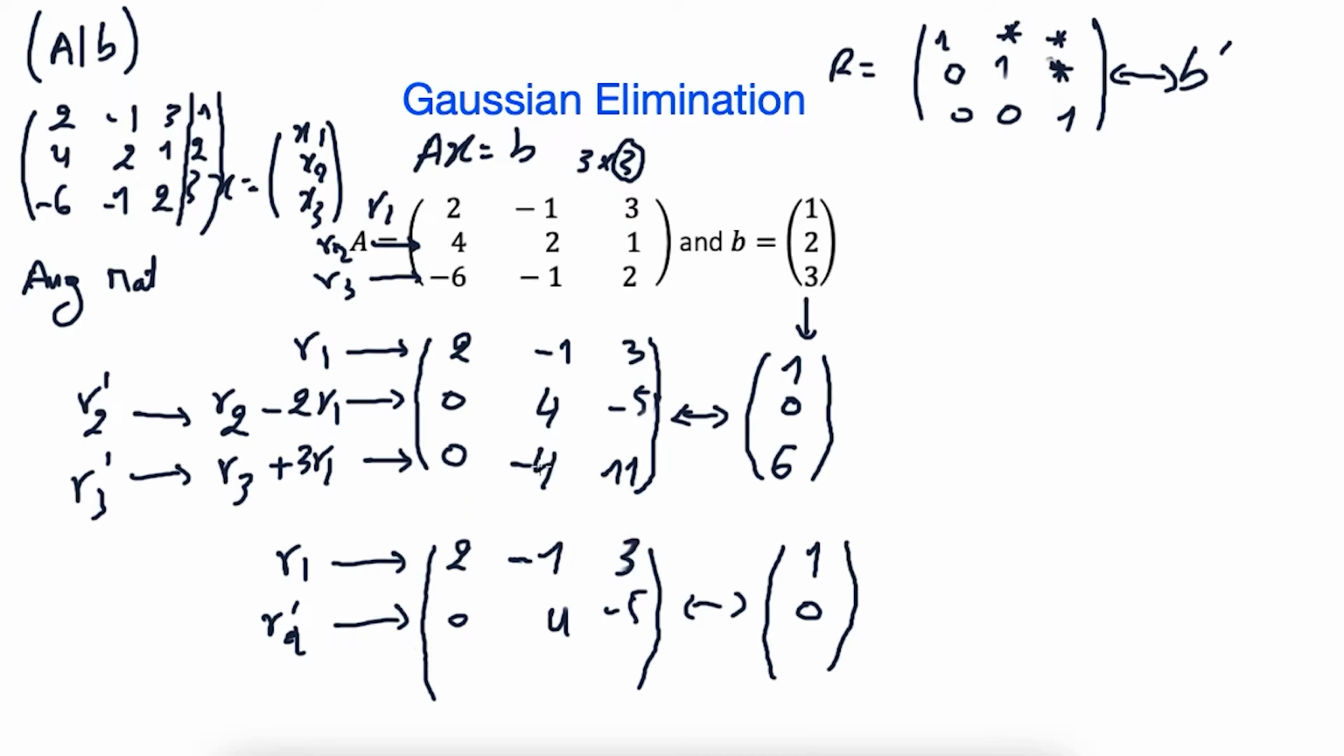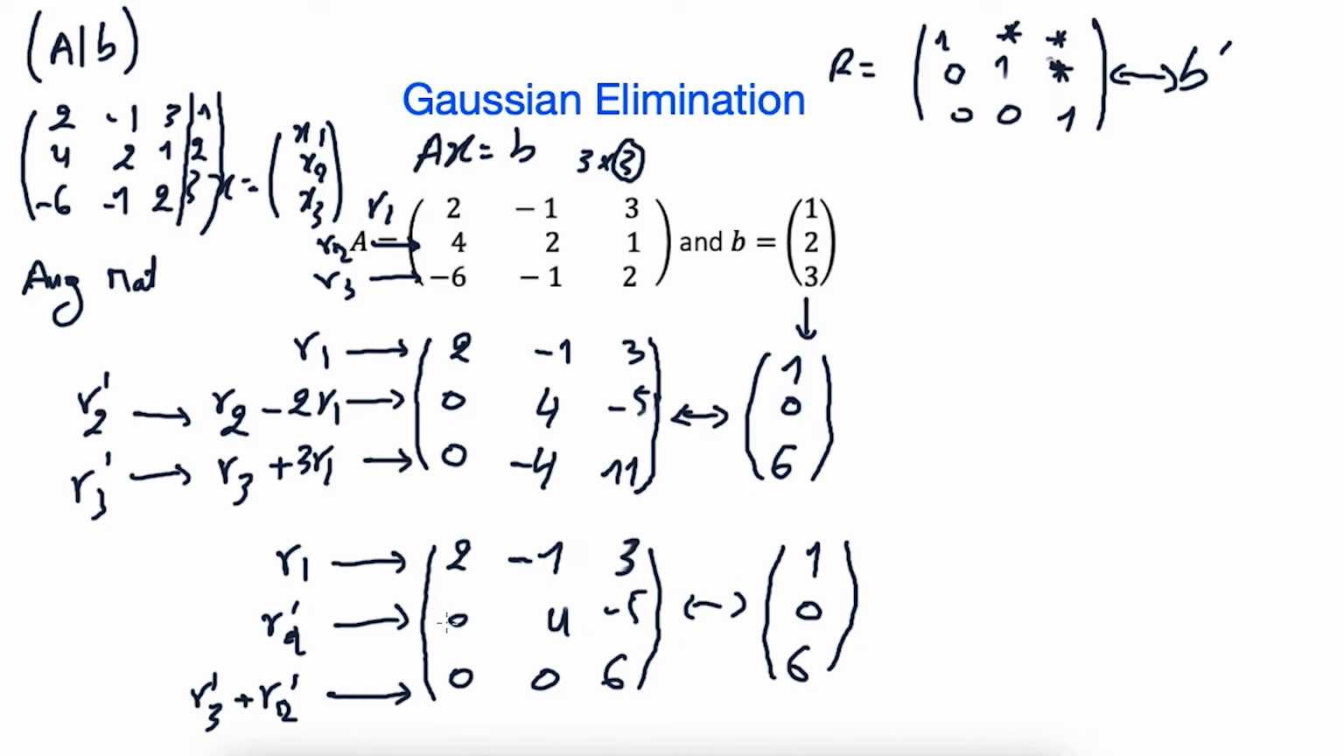And to get 0 here, we need to sum these two rows. So this will be R3 plus R2 prime. So this row here plus this row. So this 0 plus 0 is 0, and minus 4 plus 4 is 0, and 11 plus minus 5 is 6, and here it is 6 plus 0, it is 6.